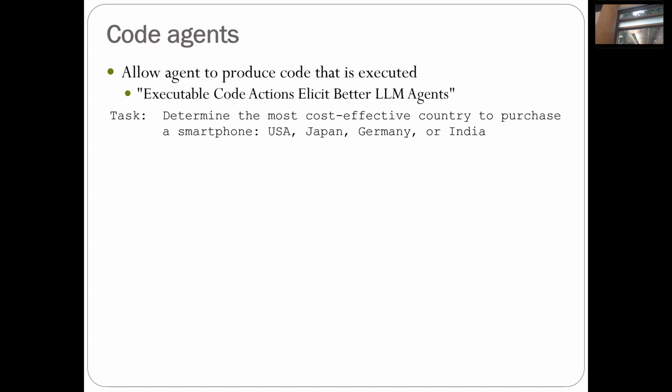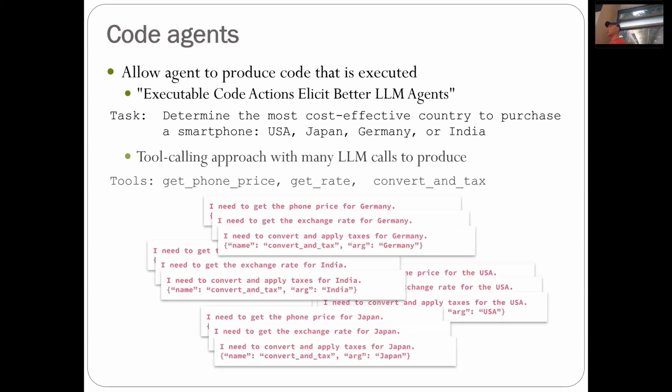Okay, so here's a task. Determine the most cost-effective country to purchase a smartphone in: USA, Japan, Germany, or India. For each one of these countries, if you've given it tool calling, you say, I have a tool that converts currency, a tool to get the phone price in a particular country, get the exchange rate, get the conversion and the taxing of that phone. And I'm going to call that for every single country. And this is 12 tool calls. So 12 steps, and every time I go back, I have to do an LLM call to produce the next step.